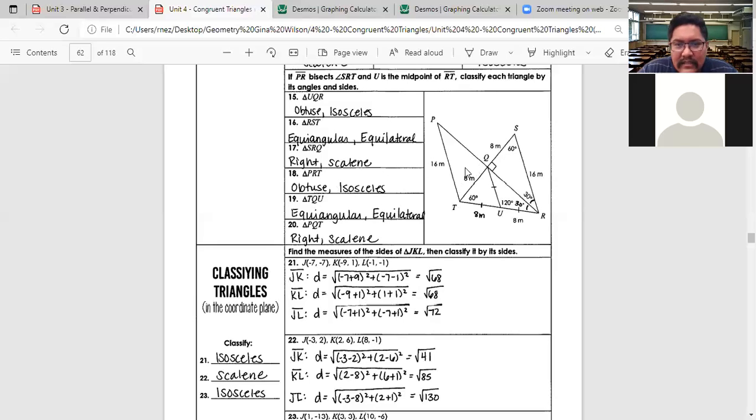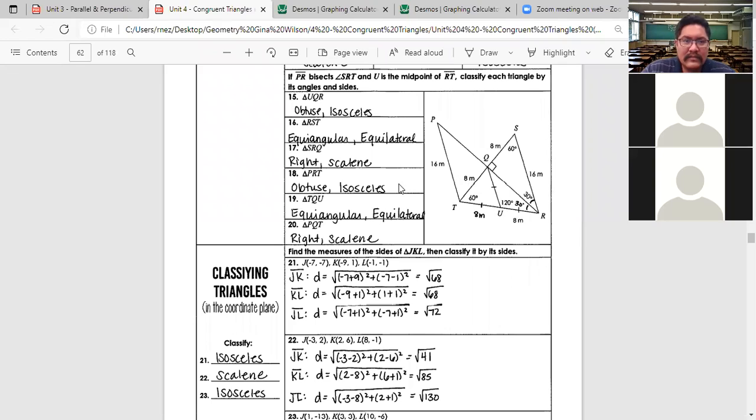All right, so let's check the sides. 16 and 8 and 8 would be 16. So actually this would be isosceles because both sides are 16 meters long. All right, so that takes care of that one. Let's go to the next one, TQU. So that's going to be this one right here.